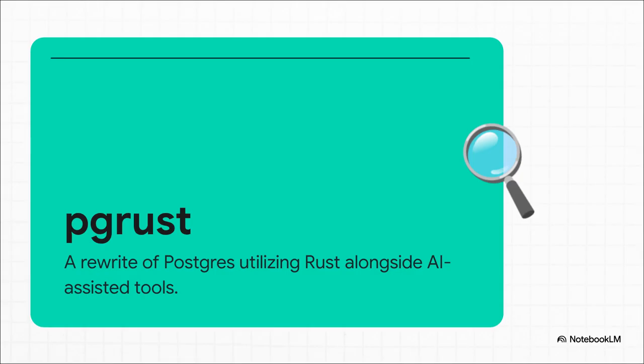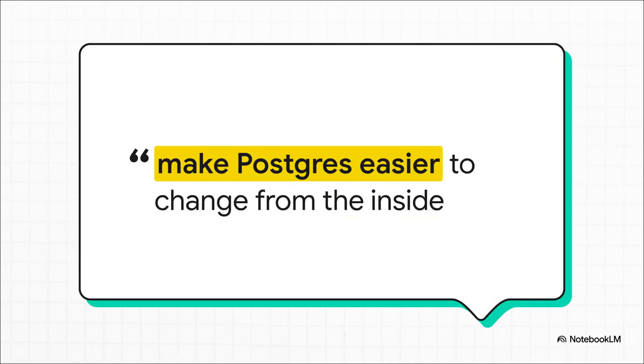They're basically letting AI do the heavy lifting of code translation, which frees up the human engineers to explore deep, fundamental changes to how the server actually operates. And they're doing all this while keeping the final product completely Postgres-shaped. Now, what's really interesting here is this direct quote from the developers that reveals the true objective. The goal isn't just to use a trendy new language for the fun of it. The primary objective is literally to make Postgres easier to change from the inside.